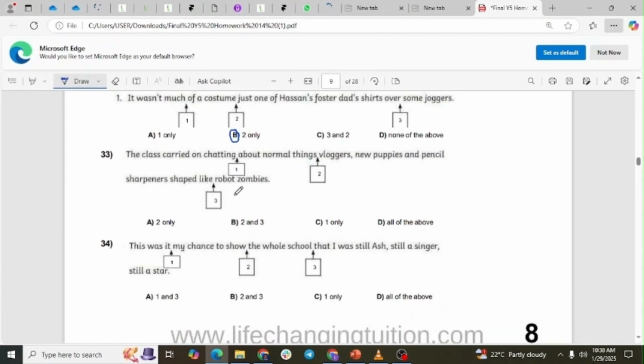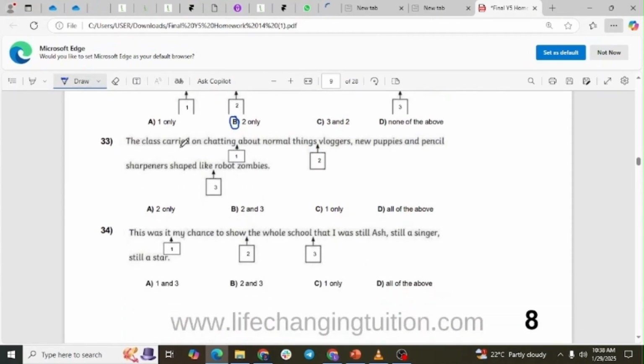Question 33. Sentence. The class carried on chatting about normal things. Vloggers, new puppies, and pencil sharpeners shaped like robot zombies. Correct answer: A. 1 only. Explanation. The colon is correctly placed at 1 to introduce the list that follows. Vloggers, new puppies, and pencil sharpeners. Positions 2 and 3 do not align with proper usage.